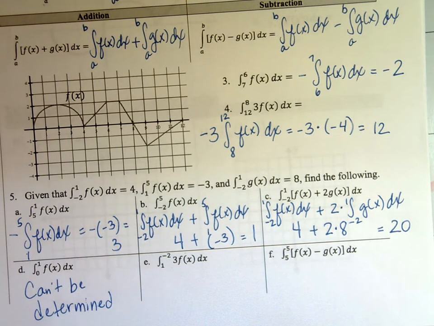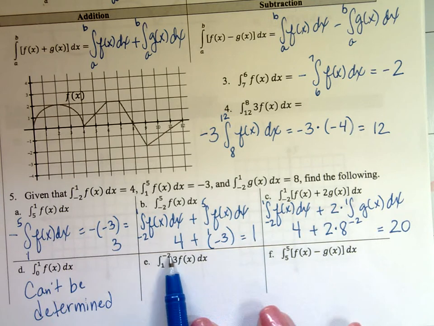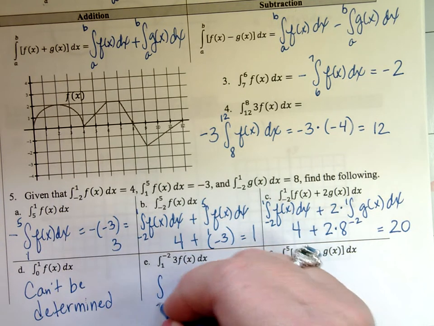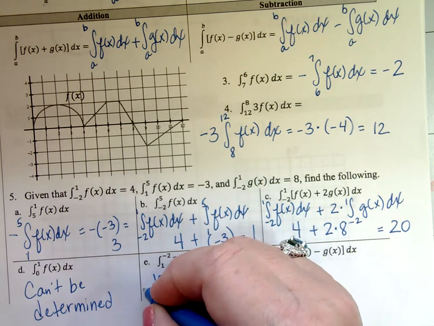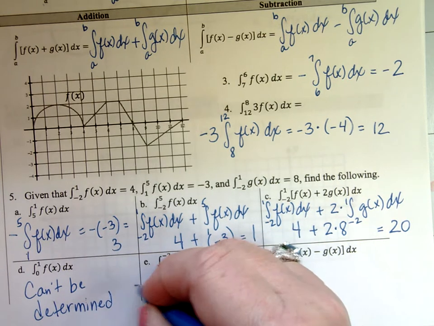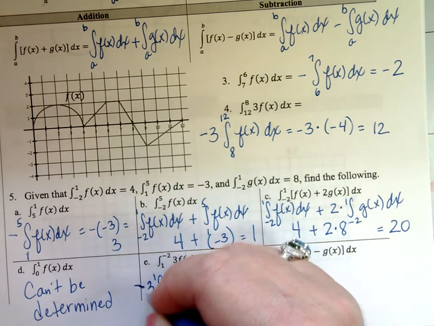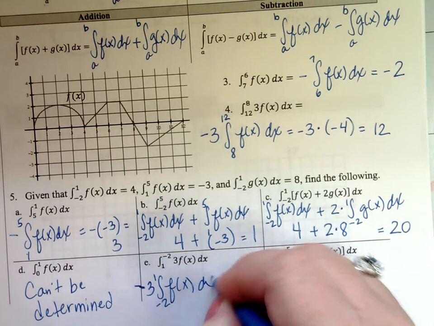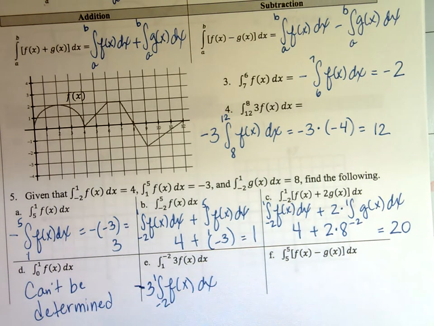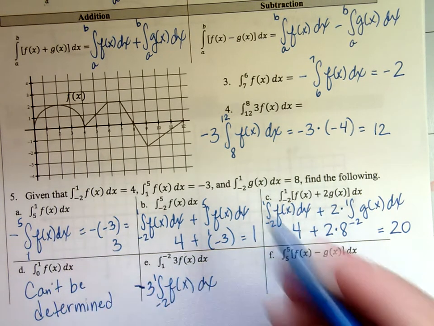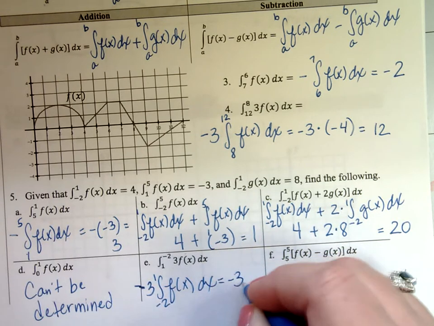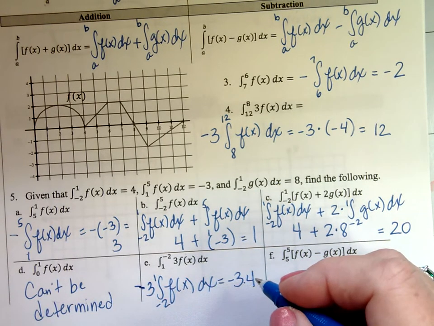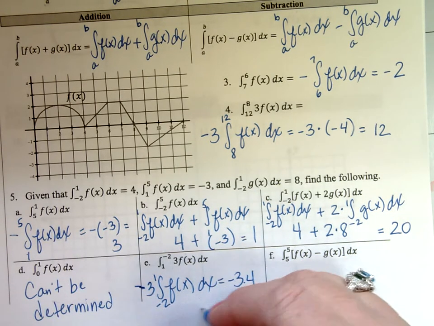There you go. Here's a constant one. Again, my bounds are in the wrong order. I need the negative 2 on the bottom. I need the 1 on the top. That causes me to have a negative in front. I have a constant there, so it's going to be negative 3 in front. So negative 2 to 1 of f of x is 4. Negative 3 times 4 is going to give me a negative 12.